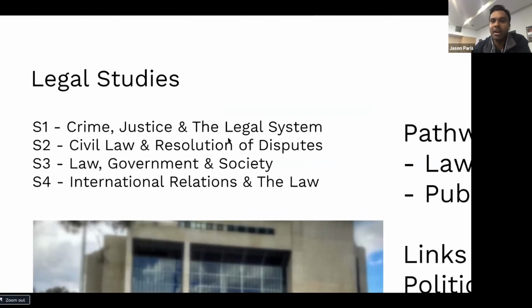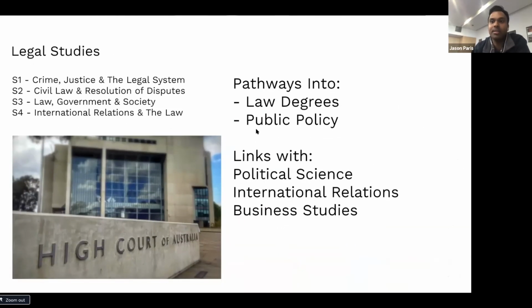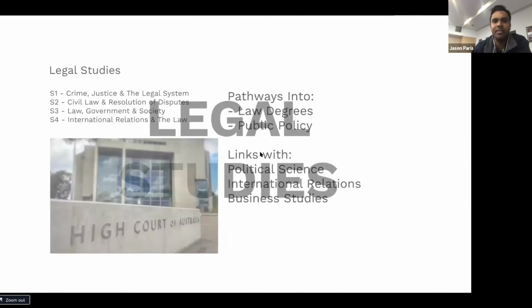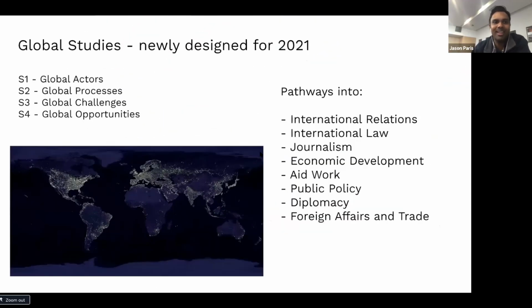So plenty of pathways for law. I mean, there's the obvious one, which is a legal degree, or public policy is the other one. So helping to write policy, policy advice, policy advisors. And there are so many links with political science, international relations, and business studies that it makes it a good course to enhance your understanding of the others as well, because the law runs through all of our courses and is very popular.